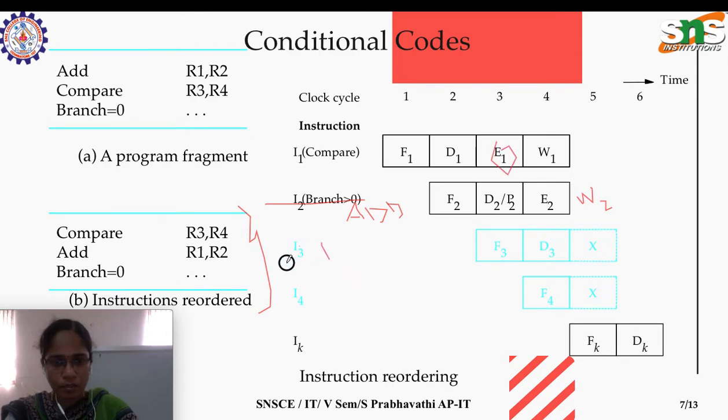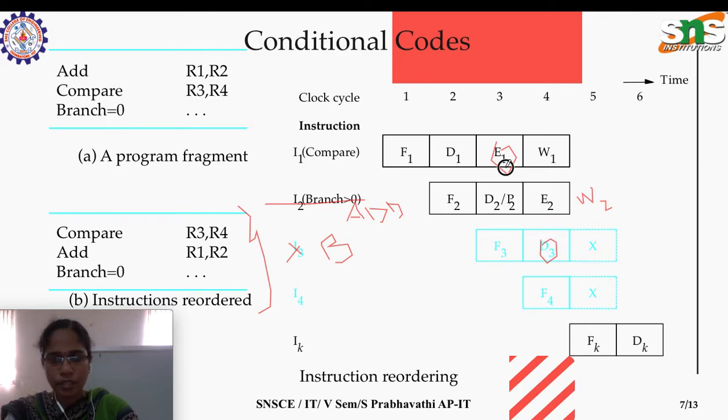So just omit this. Instead of I3, now our branch instruction will happen. So fetching the branch instruction, decoding it, and after decoding we will get the execution of the branch instruction immediately. Okay, so no need to wait. In this stage itself, D3 itself, we will get the branch target address.